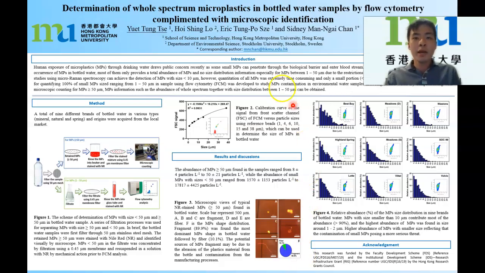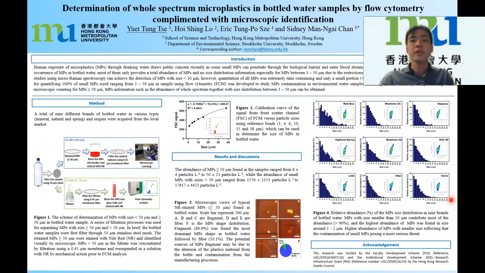Apart from that, we analyzed the size reference bins to establish a standard curve to estimate the size of the detected microplastic. According to the size distribution of 9 brands of bottled water samples, microplastics smaller than 10 micrometers contribute most of the abundance, and the highest abundance of microplastic was found at size around 1 to 2 micrometers. Our results can provide the distribution of microplastic with particular size instead of a size range, which can aid in more accurately assessing the potential risk of microplastic by selecting the proper size of microplastic in toxicity tests.